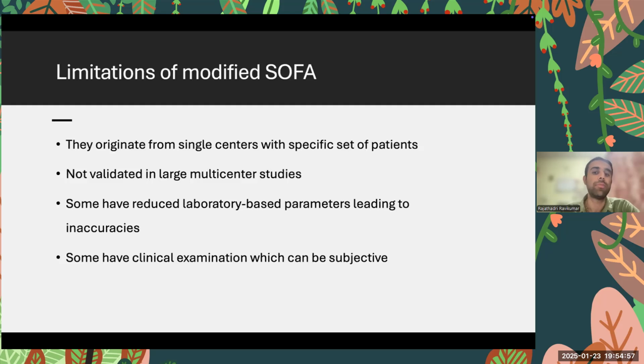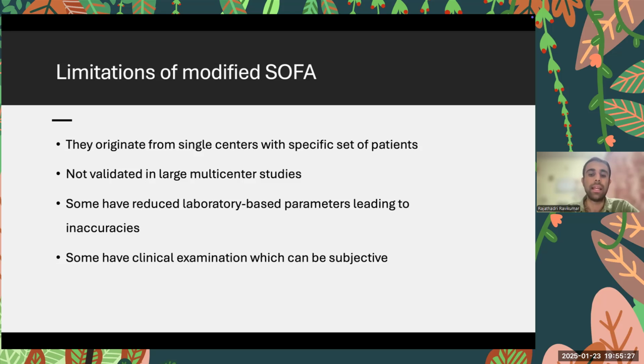Why? They originate from single centers with a specific set of patients and did not get validated in large multi-center studies. Some have reduced parameters; for example, modified SOFA has stopped measuring bilirubin. Suppose a patient has icterus or no icterus, it becomes dichotomous. One patient can have a bilirubin of 10 with icterus present, another a bilirubin of 5 with icterus present, which does not indicate the same severity. So reduced laboratory-based parameters lead to some inaccuracies. That is why it is not so useful.